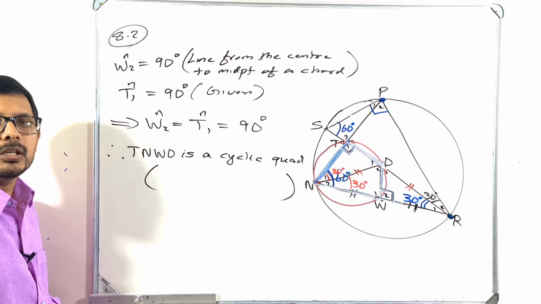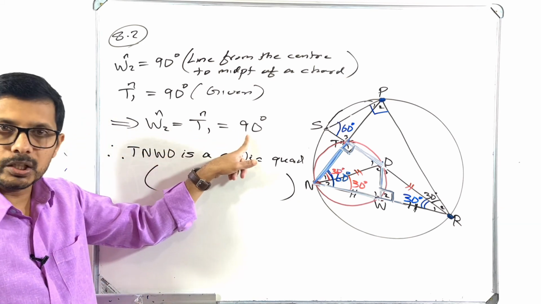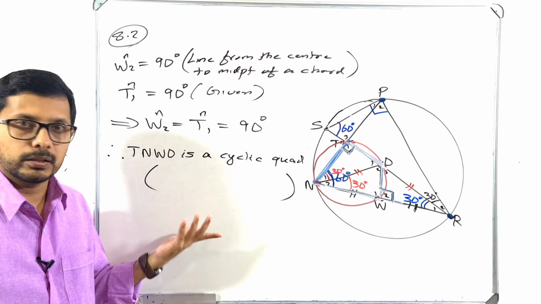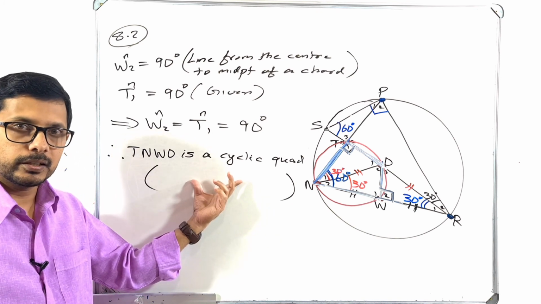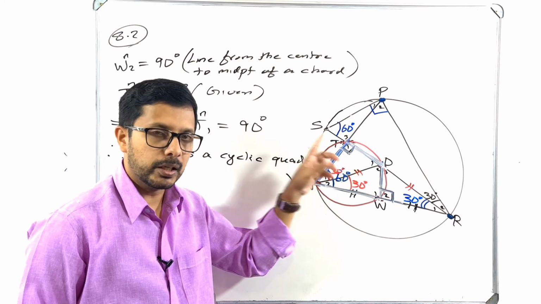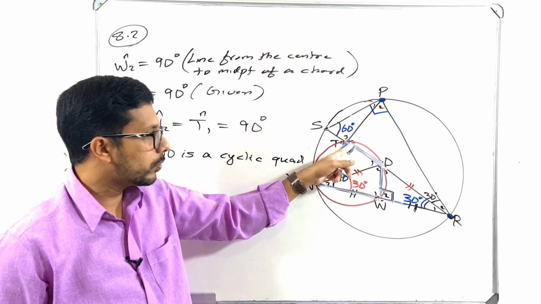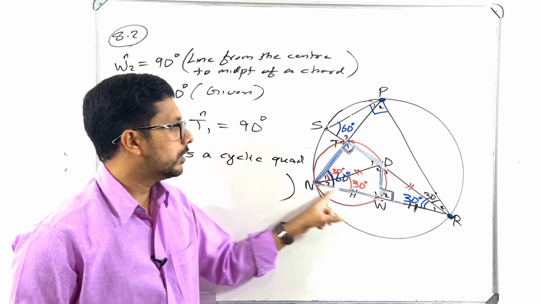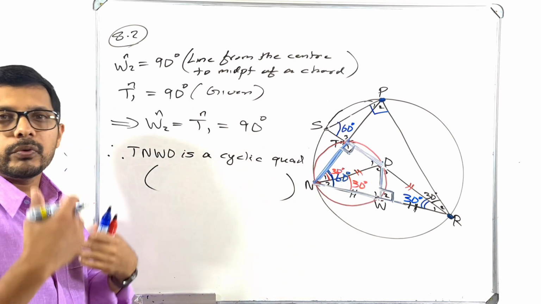Why you are saying that, you said that W2 and T1 are equal, okay, then you are saying that this one is a cyclic. What is the reason for that? The last mark is for this reason. What you are going to write the reason? Exterior angle is equal to opposite interior angle, am I right? Okay, but here try to understand, keep that in your mind. If in your question paper, the question is to prove that T and W is a cyclic quadrilateral, then you have to write converse of.